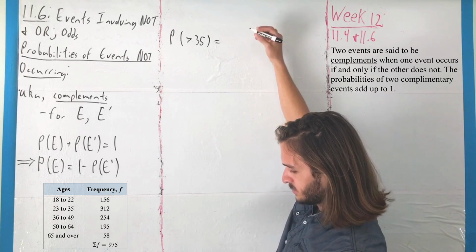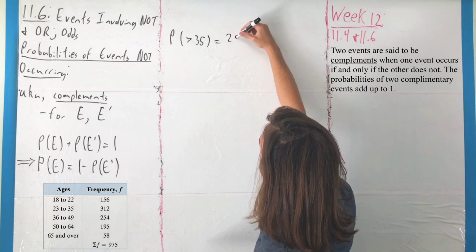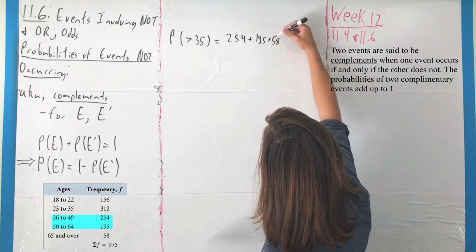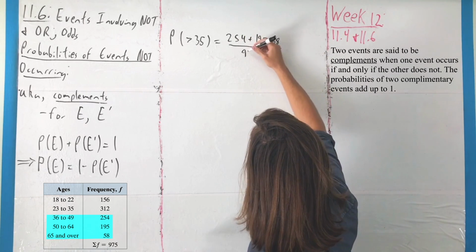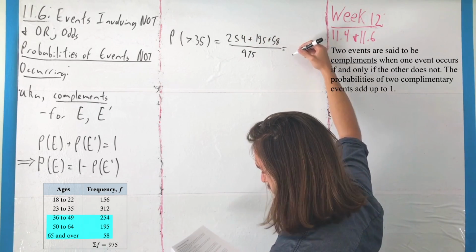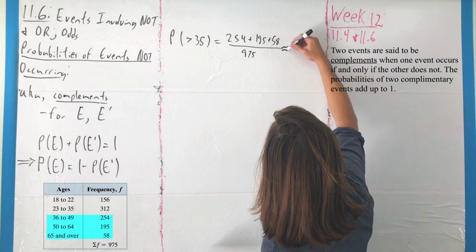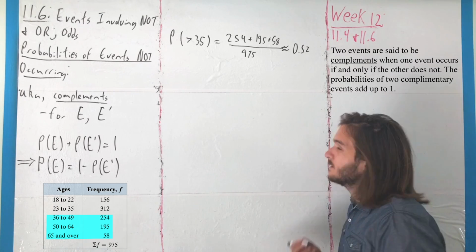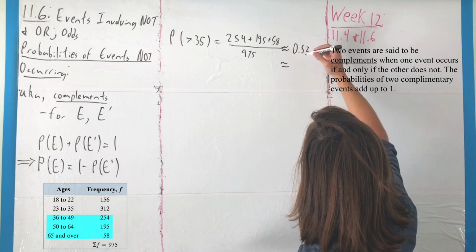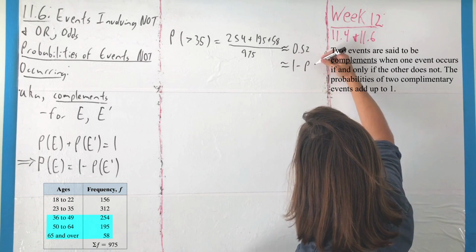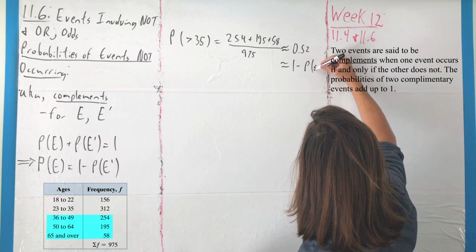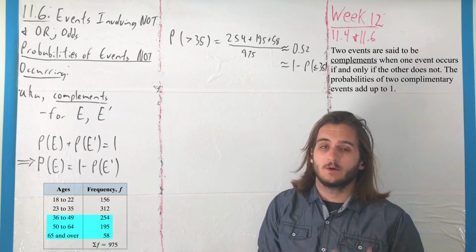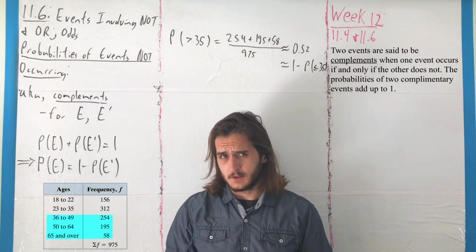We could look at this, thinking back to our numbers, in terms of each of the parts, 254, 195, and 58. Again, this is notation we'll talk about more later, all over 975, which, getting us a more approximate decimal value of 0.52, is, up to rounding, the same as 1 minus the probability of at most 35, which is what we had last time. The probability of 18 to 22 or 23 to 35, because they weren't surveying minors.